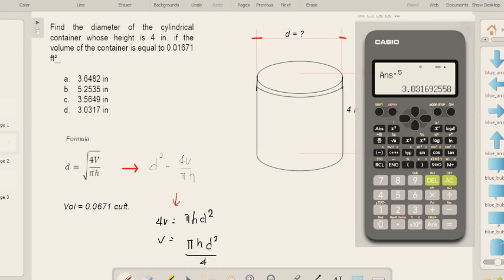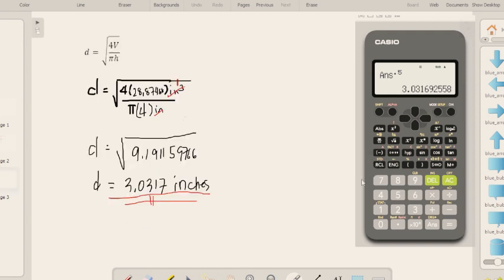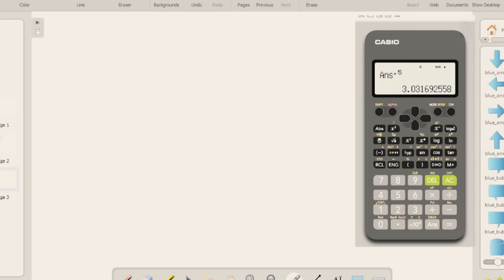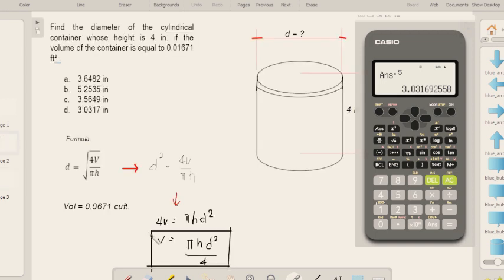Now this is the original formula, where we just manipulate it using algebraic equality. We just cross multiply the values from the left and the right. So we were able to get the diameter.